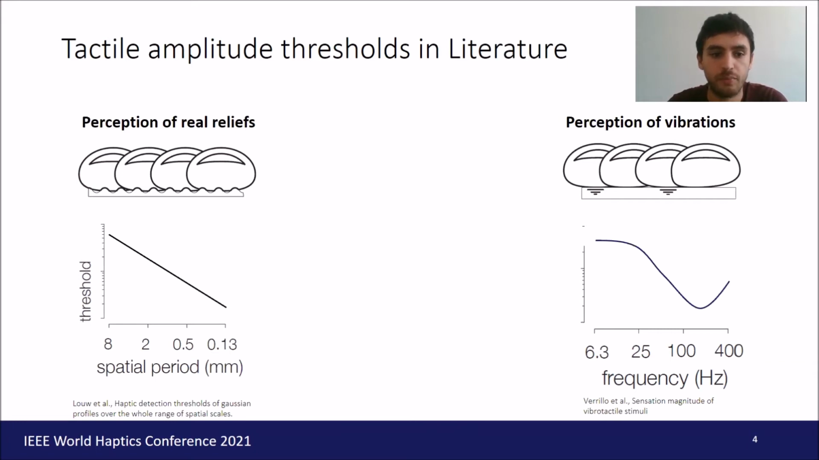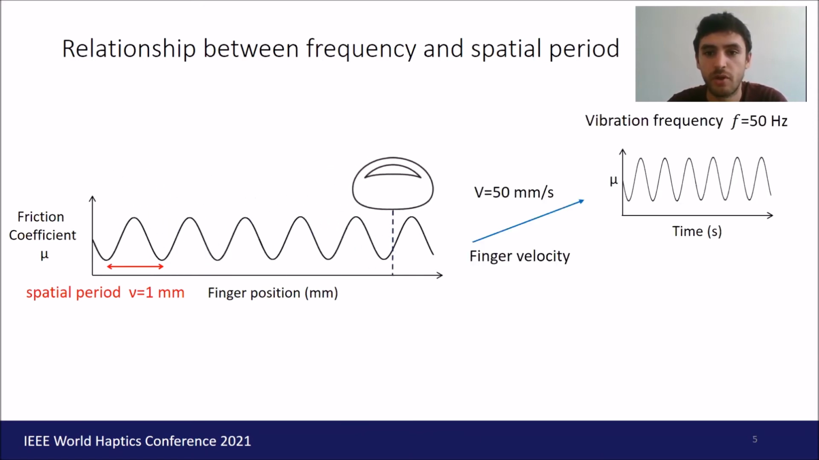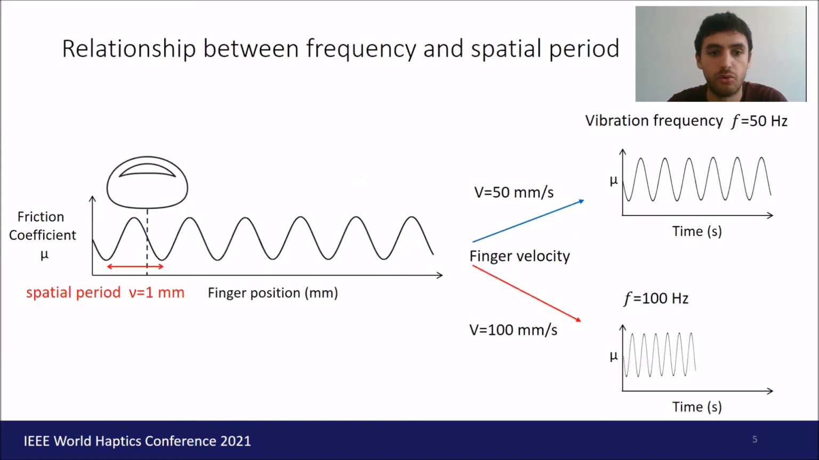But as you can see, the two abscissa quantities, the spatial period and the frequency, are not the same, so they are difficult to compare. So what's the link between the two? If we take this texture here, explored with a certain velocity, it leads to vibrations that propagate into the finger. Now, if we take the same texture but explored with a velocity twice as fast, it leads to vibration frequencies twice as high.